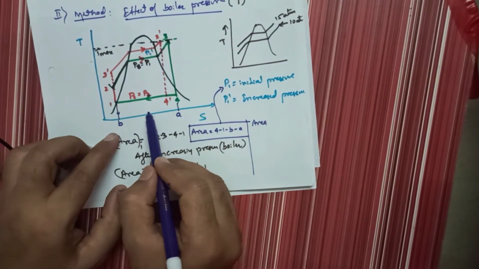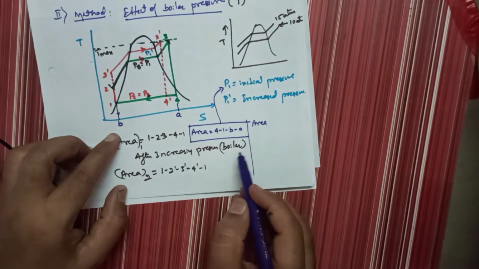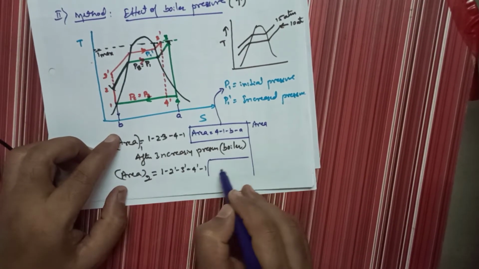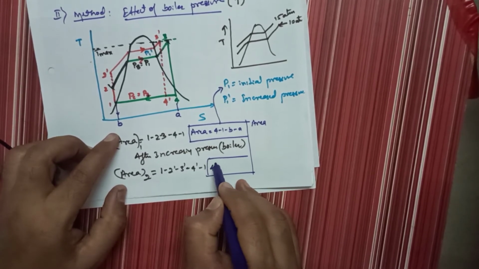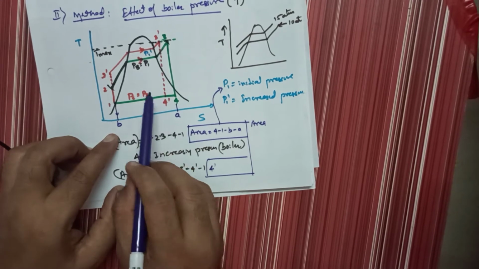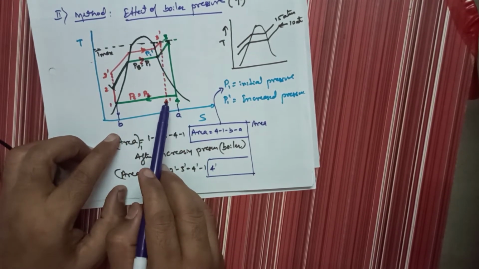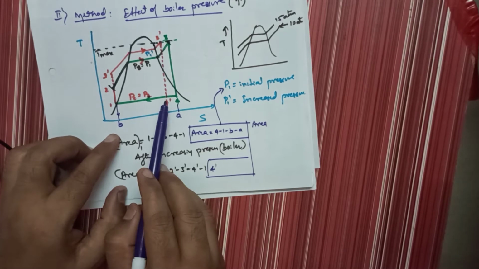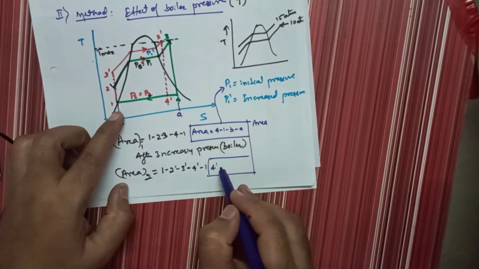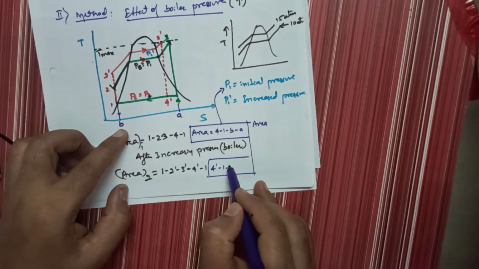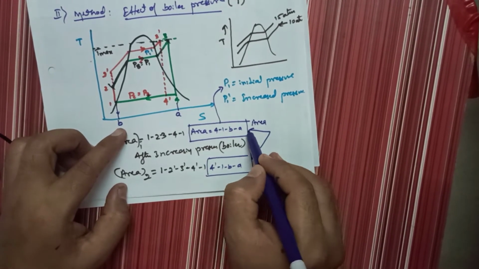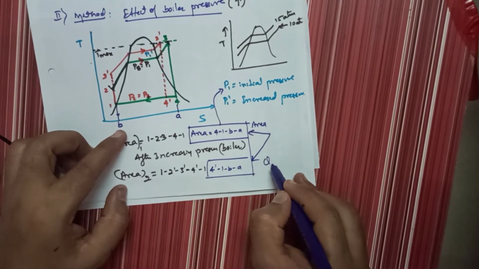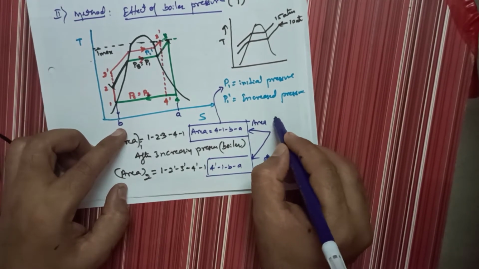So what is the area now after increasing the pressure in the boiler? Area 2, that is 4 dash, red color line. After increasing the pressure in the boiler, the steam coming out of the turbine is at point number 4 dash. So 4 dash 1 B A. And dear students, out of these two, which area is less? Area 2. This area is less than area 1.